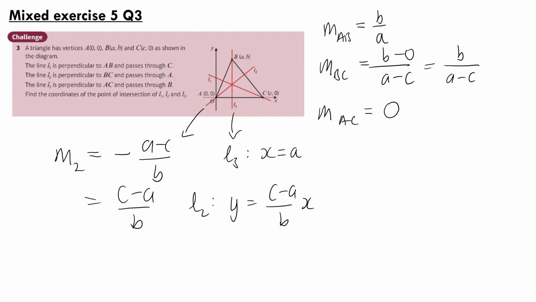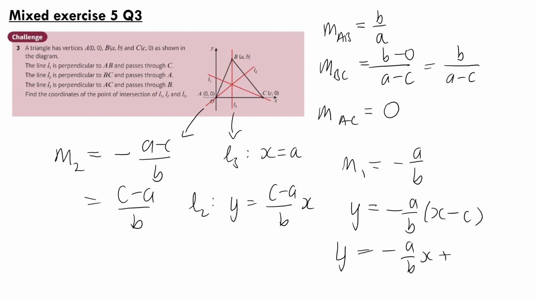Okay, and finally, the line L1. We know that the gradient m1 has to be -1 over the gradient of AB, which is b over a, so -a/b. And using the general form of the equation of a straight line, we get y - y1, which is 0, is equal to the gradient -a/b times (x - x1), which is c. And so we get y = -(a/b)x + ac/b.